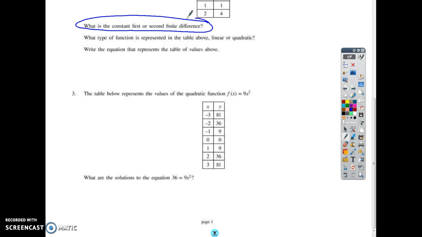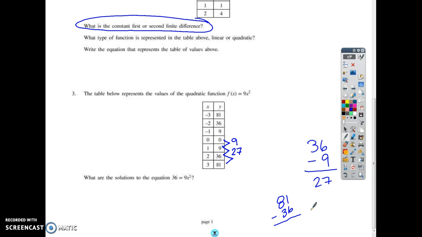If we're talking about finite difference, we're talking about from here to here. How much did it go? So from 0 to 9, how much is it? 9. From 9 to 36, how much is that? From 9 to 36 is 27. You're subtracting 36 minus 9, right? 27. And then from 36 to 81, so now we're doing 81 minus 36.